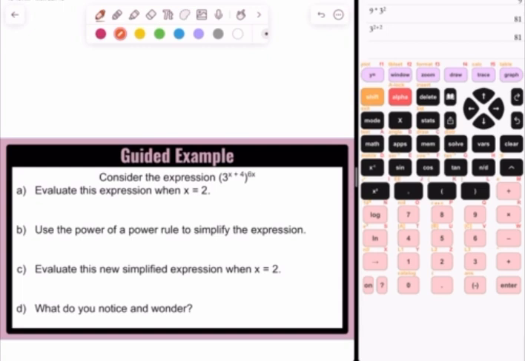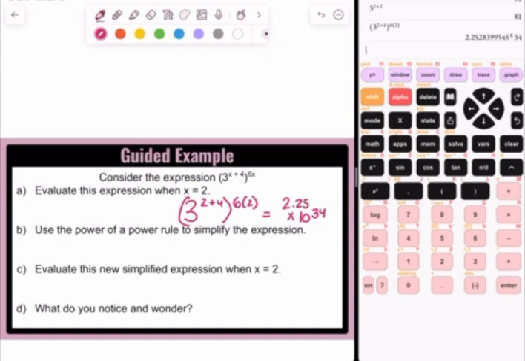All right, let's see. Evaluate this expression when x equals 2. Let's do the original one. 3, x is going to become 2 plus 4, and then on the outside I'll have 6x, making the x a 2. All right, let's type this in. 3 raised to the 2 plus 4, raised to the 6 times 2. That gives me a huge number. Equals 2.2 times 10 to the 34 power.